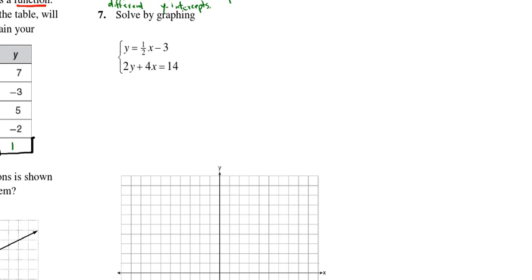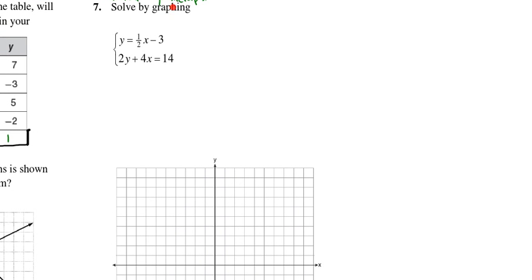And in question number 7, it says solve by graphing. You need to graph each of these equations here on the coordinate plane that is provided for you. The first one is ready to graph. You have your slope and your y-intercept. Slope of 1 over 2, which means go up 1 unit and 2 to the right, and the y-intercept is negative 3. So starting on the y-axis at negative 3, you will go with this slope, 1 up and 2 to the right to get more points, and then you graph the line.